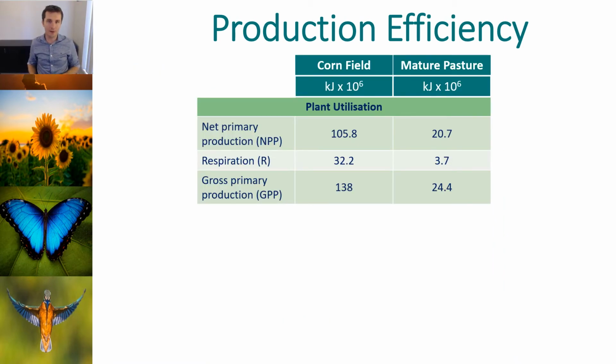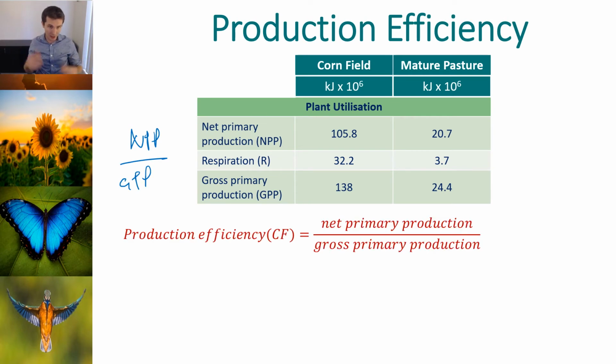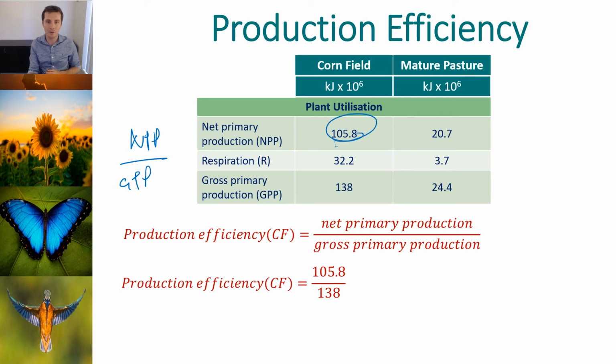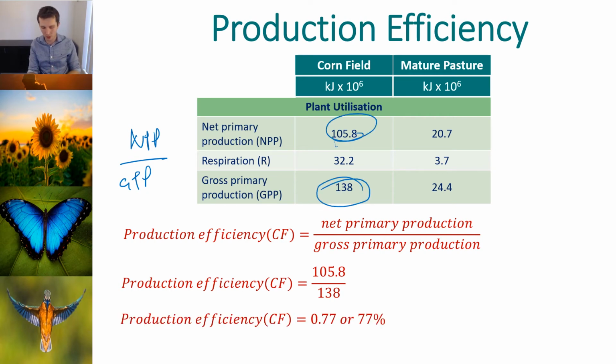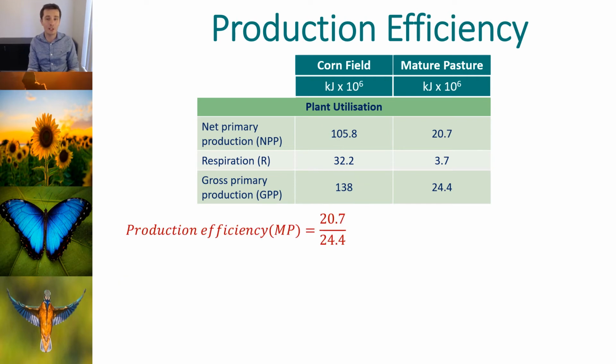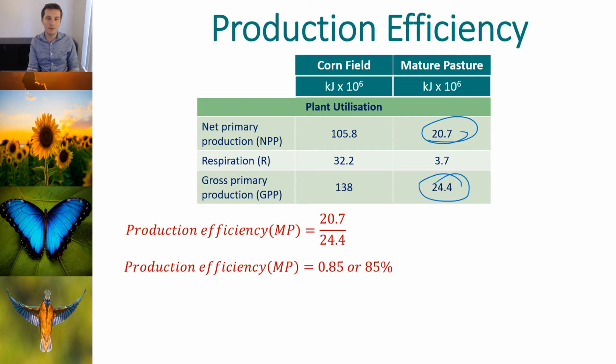So the production efficiency, remember our formula, is net primary production, so NPP, divided by our gross primary production, so GPP. And you can see here production efficiency for our cornfield, CF, that's going to be 105.8, so this value here, our net, divided by 138, which is our gross, and that gives you a value of 77%. This is different compared to the production efficiency of our mature pasture. So we're going to have 20.7 divided by 24.4, and if you're good at maths, you'll have got 85%. Now you realize that that is high.